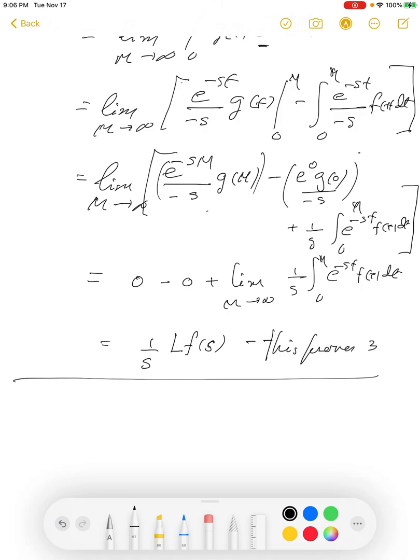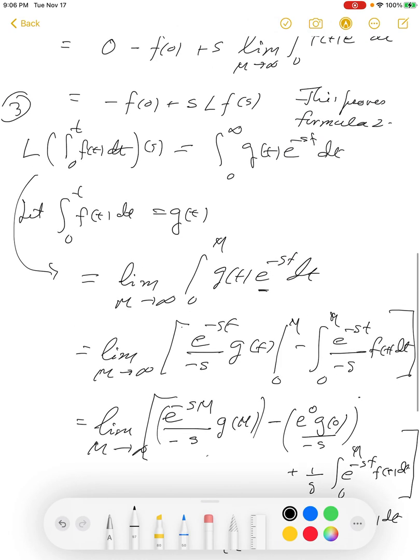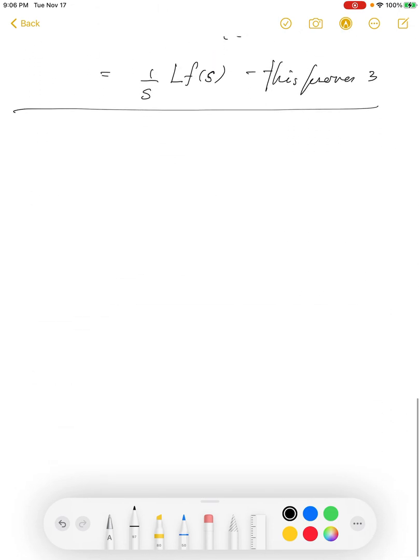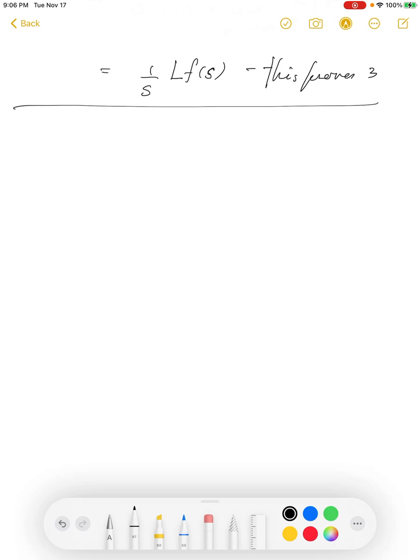So both formulae were direct consequences of integration by parts, and then we learned last time, I think I did one example showing how to use the formula for Laplace transform of the integral to read off the inverse transform. So let me do a couple of problems to recall that.